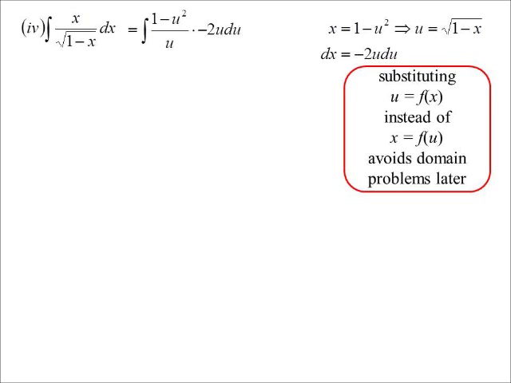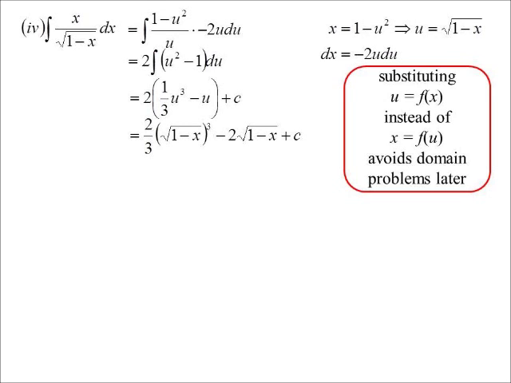So we end up with 1 minus u squared over u, but then the dx is minus 2u du. So the u's will cancel. I end up with 2 lots of the integral of u squared minus 1. Add 1 to the power over the power, so that's u cubed over 3 minus u. Substitute back in. u is the square root of 1 minus x. Oh, I can't leave it like that. I mean, that probably will get you the marks, but come on. So much better: 1 minus x root 1 minus x minus 2 root 1 minus x plus a constant.